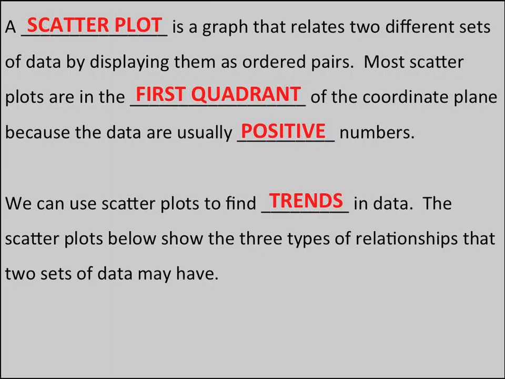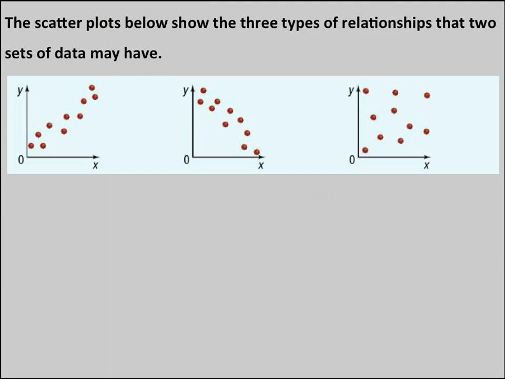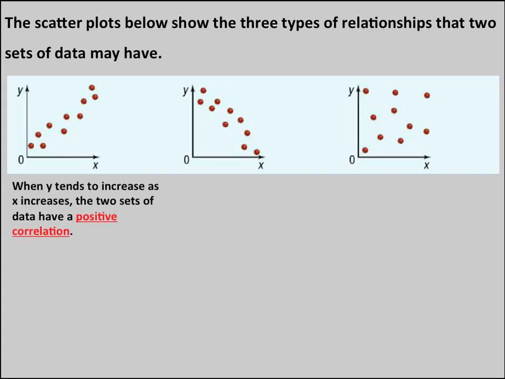A scatterplot below shows three types of relationships. There they are. Okay, let's look at them. In the first one, y tends to increase as x increases, so as x's are getting bigger, as I'm moving to the right, my graph's going up. The y's go up as the x's go up. That's a positive correlation.